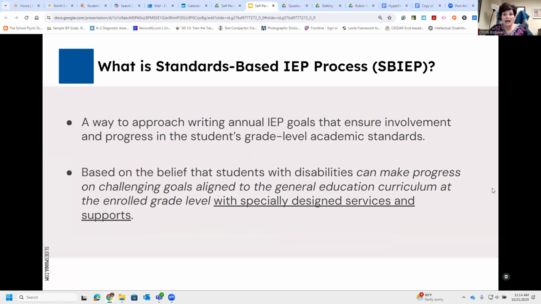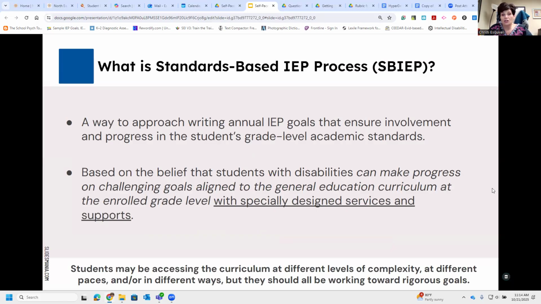What is the Standards-Based IEP or SBIEP process? This process is a way to approach writing annual IEP goals that ensure involvement and progress in the students' enrolled grade level academic standards. It's based on the belief that students with disabilities can make progress on challenging goals aligned to the general education curriculum at the enrolled grade level with specially designed services and supports. Students may be accessing the curriculum at different levels of complexity or at different paces or in different ways, but they should all be working towards rigorous goals.